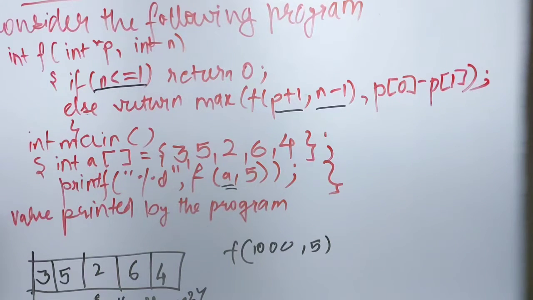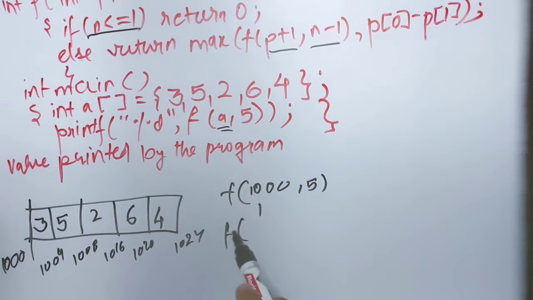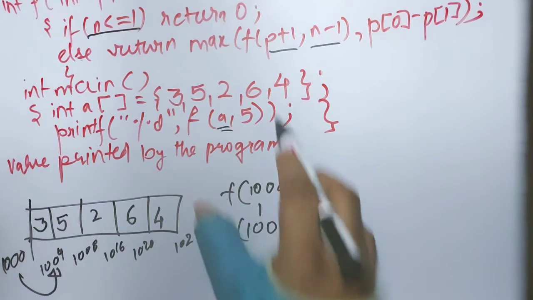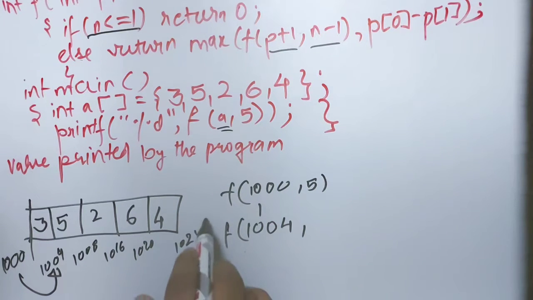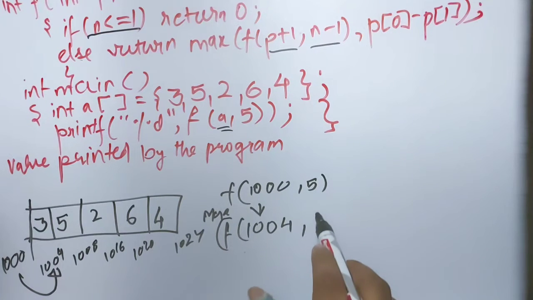It returns max of f of p plus 1. So this function is calling f of p plus 1, meaning 1000 plus 1, and we know that 1000 is an address, and p is a pointer here and 1000 is the address which is passed to the function. So if we do p plus 1 then it will point to the next location of the array, which is 1004. So here comes 1004 comma n minus 1, and reflecting here max because it is calling max, n minus 1 which is 5 minus 1, 4.